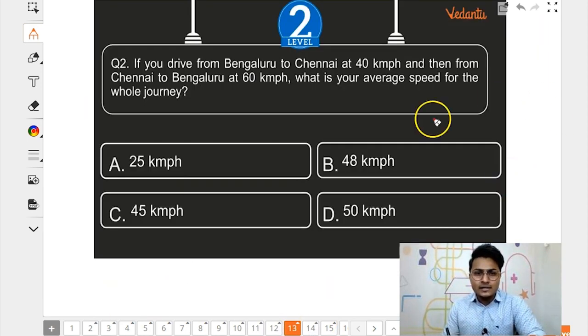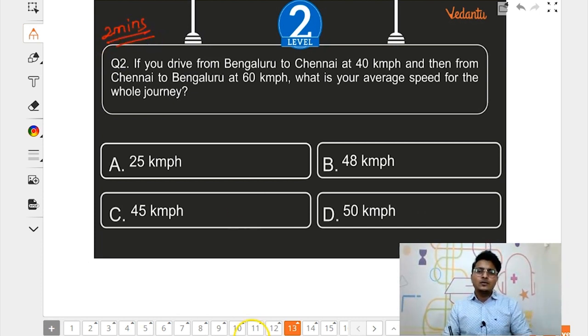Here is the level 2 question, and for this question again, I'll give you exactly 2 minutes to solve. Let me know what is the correct answer for this question. The time starts right now. Now let me read the question for all of you. If you drive from Bangalore to Chennai at 40 kmph and then from Chennai to Bangalore at 60 kmph, what is your average speed for the whole journey?